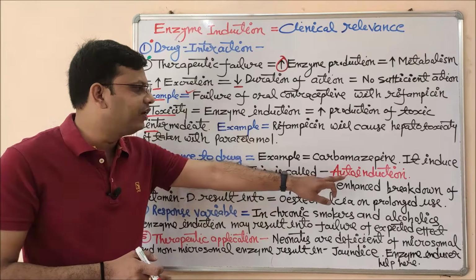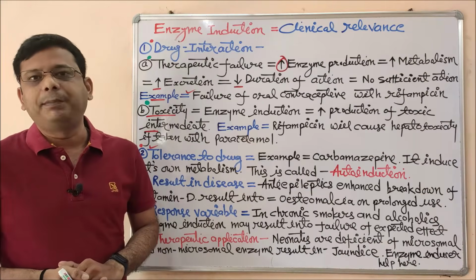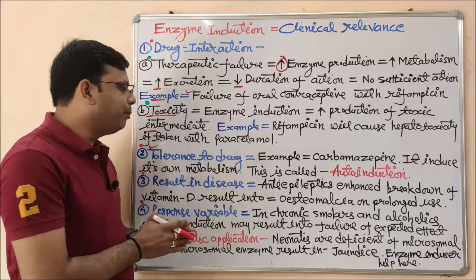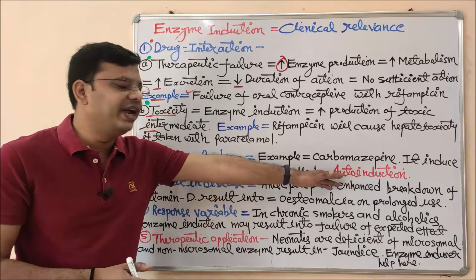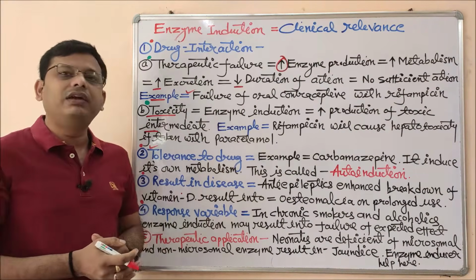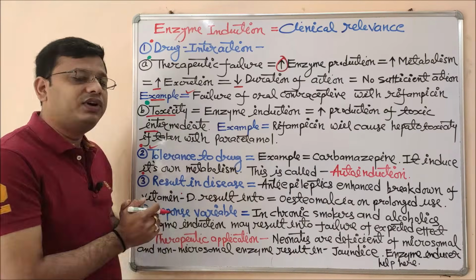Anti-epileptics enhance the breakdown of vitamin D. If someone is taking an anti-epileptic drug to get relief from the epileptic condition, this drug has the possibility to enhance the breakdown of vitamin D, and you know very well that vitamin D is very important for us.